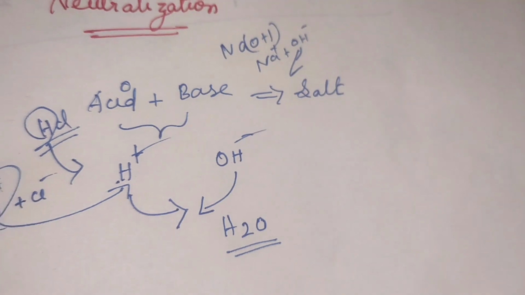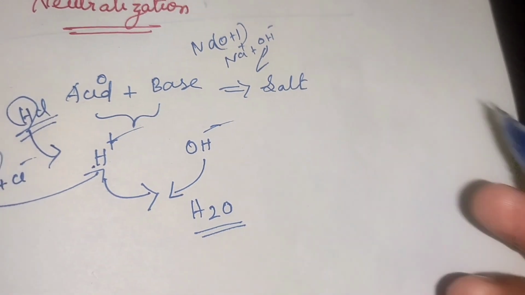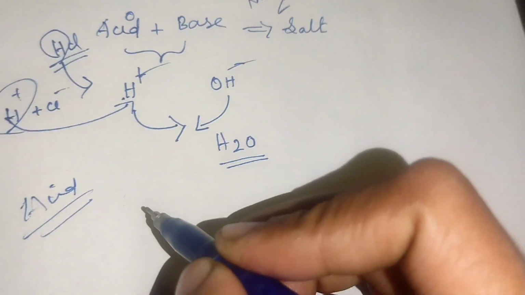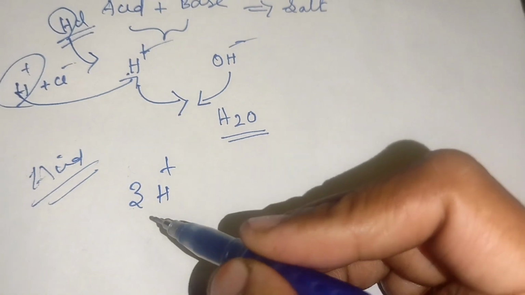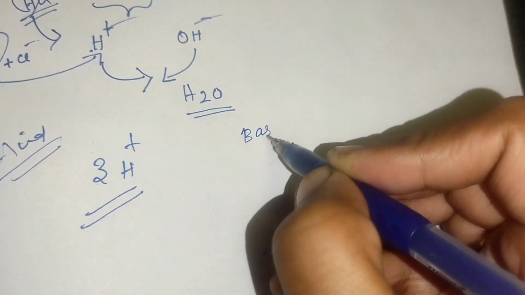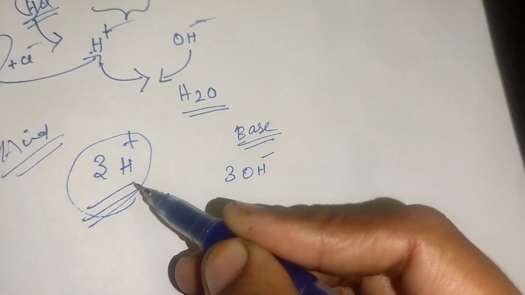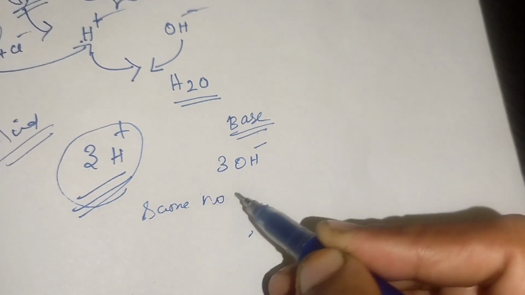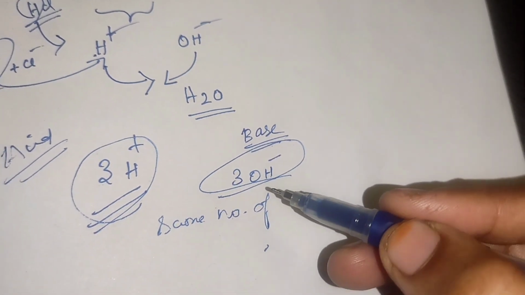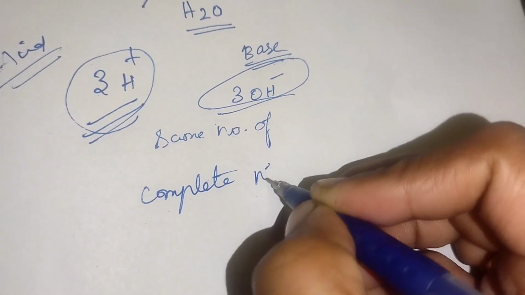So what I am telling is that one H plus ion of the acid is neutralized by one OH minus ion of the base. For example, if any acid I am taking contains 3 H plus ions, and the base has 3 OH minus ions, then when all the H plus ions in the acidic solution are neutralized by the same number of OH minus ions of the basic solution, that is called complete neutralization.